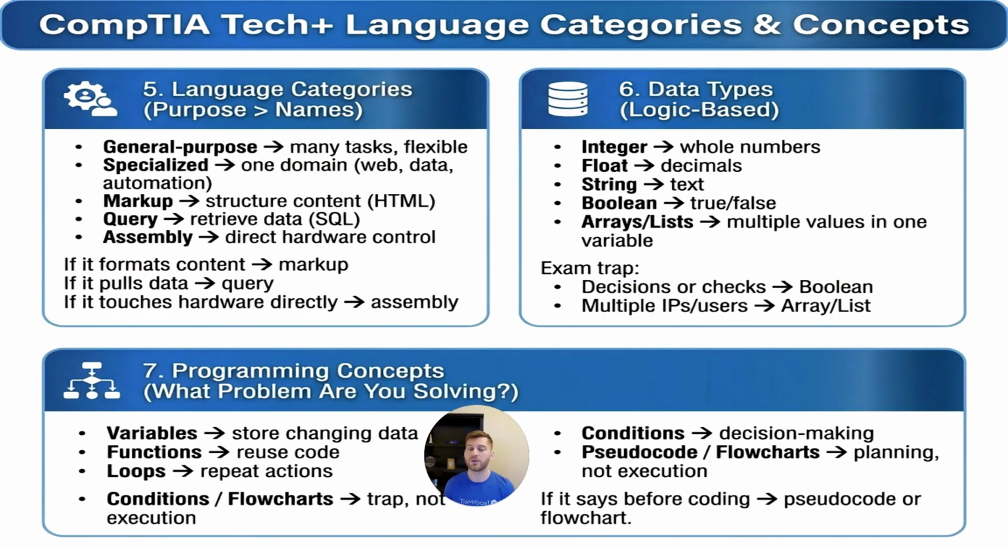Moving on, let's go into number 5 here. Language categories. General purpose is used for many tasks, usually fairly flexible. Specialized is used for one domain. Markup is used more for structured content like HTML. Query languages are mainly used for retrieving data, for example, using SQL. And then assembly languages are more for directing some sort of hardware control. So those have a lot of control over our hardware. These are language categories, again, that we covered earlier in this section.